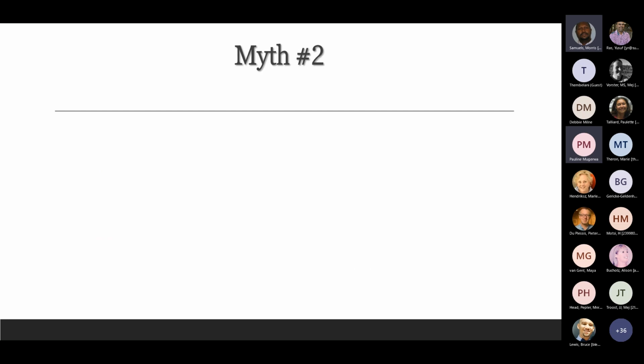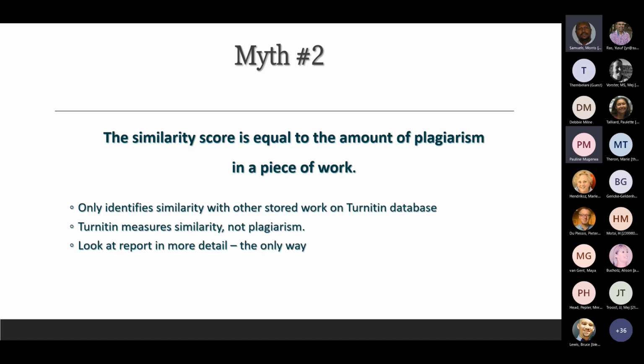The second myth that I would like to bust is around the similarity score itself. There's a myth that the similarity score, which obviously ties into the previous myth, is equal to the amount of plagiarism in a piece of work. In other words, if a report comes up with a 50% similarity score, then there's still the perception that a student has committed 50% plagiarism, which is not necessarily true. Right, so the report needs to be examined in order to determine why the similarity score is so high.